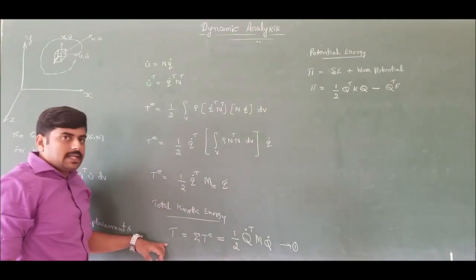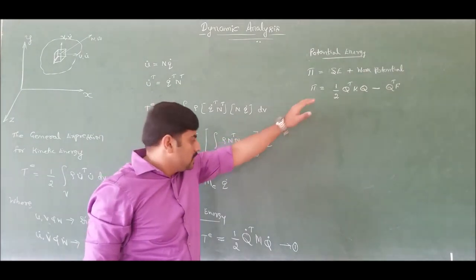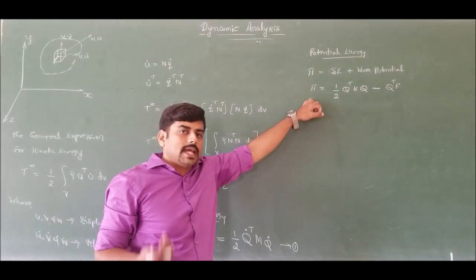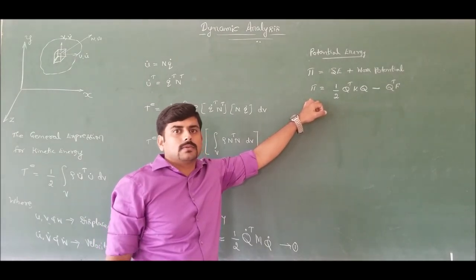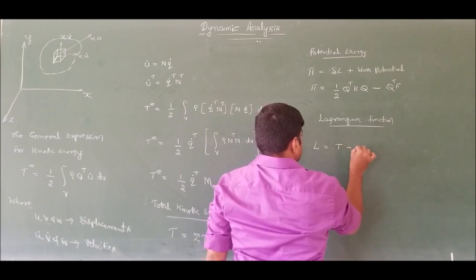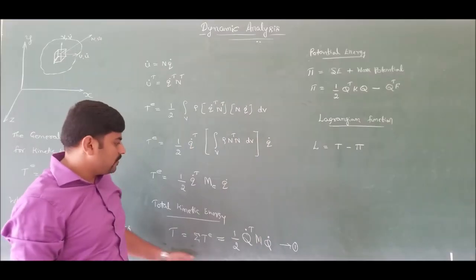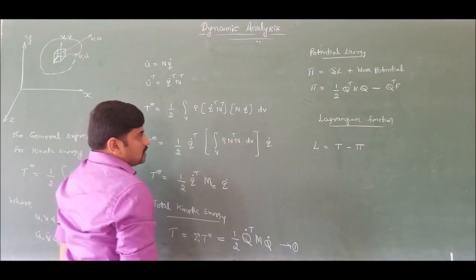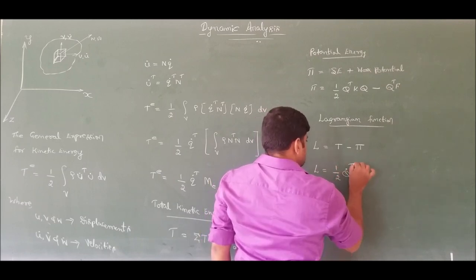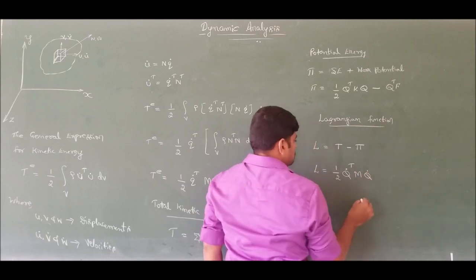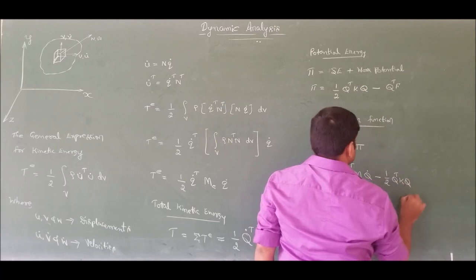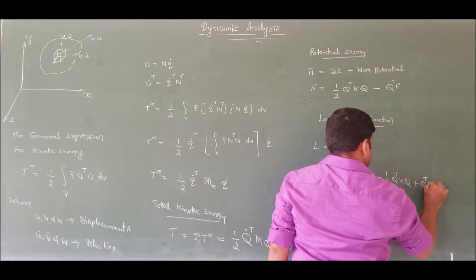Now I have determined the total kinetic energy of the solid body and also the potential energy of the solid body. By knowing the kinetic energy and potential energy, for dynamic analysis I should use the Lagrangian function, which describes the dynamic state of a system. The Lagrangian function is nothing but capital L is equal to kinetic energy minus potential energy. We know the value of kinetic energy and also the value of potential energy. Now if I substitute, I will get the Lagrangian function L is equal to half velocity matrix transpose times the mass matrix times the velocity matrix minus half displacement matrix transpose stiffness matrix times the displacement matrix plus displacement matrix transpose times the force vector.